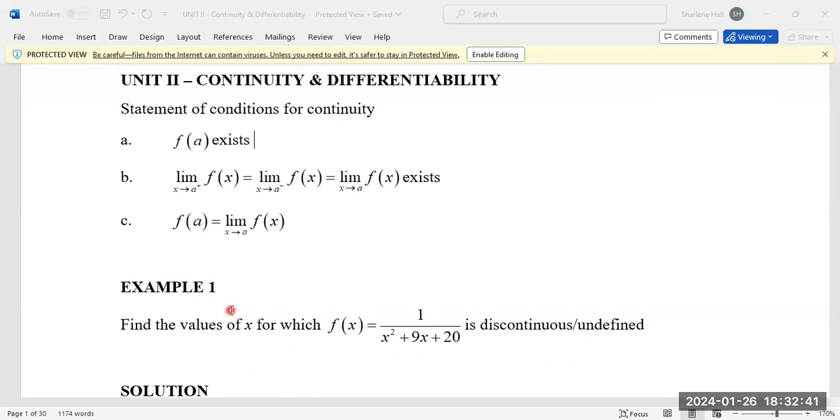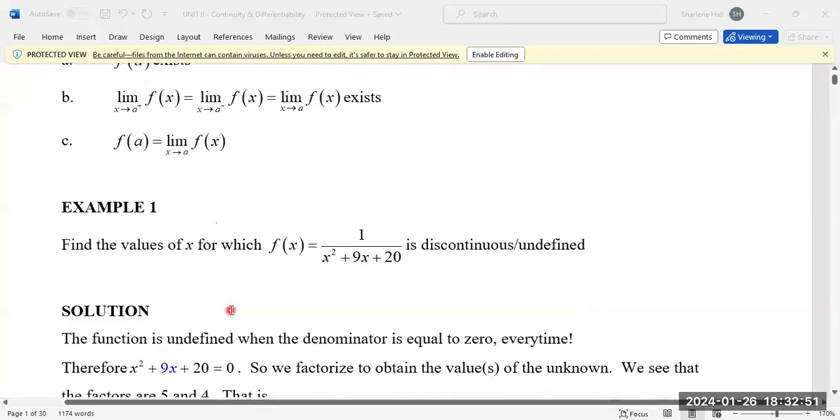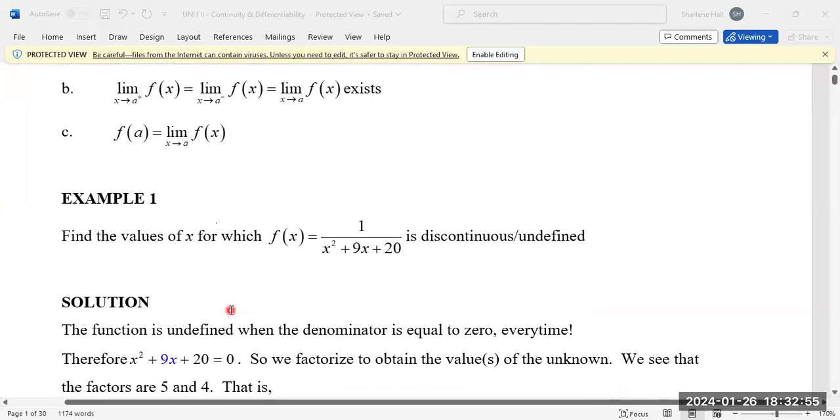When we have a rational function, we know that the rational function is going to be discontinuous when the denominator is equal to 0. When the denominator is equal to 0, the function is going to be discontinuous. All right? Every single time, barring none. Repeat that, please, sir. The function is undefined when the denominator is equal to 0 every single time.